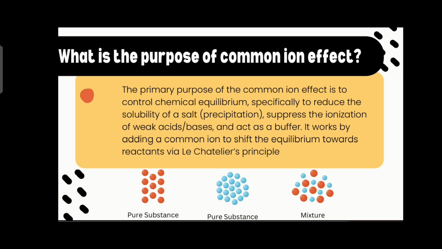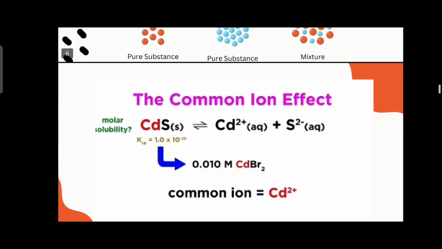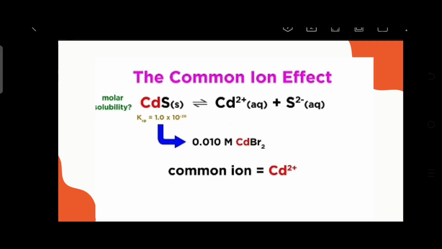So, what is the purpose of the common ion effect? The primary purpose of the common ion effect is to control chemical equilibrium, especially to reduce the solubility of a salt, cause precipitation, and suppress the ionization of a weak acid or base. It can act as a buffer. It works by adding a common ion to shift the equilibrium towards reactants via Le Chatelier's principle.